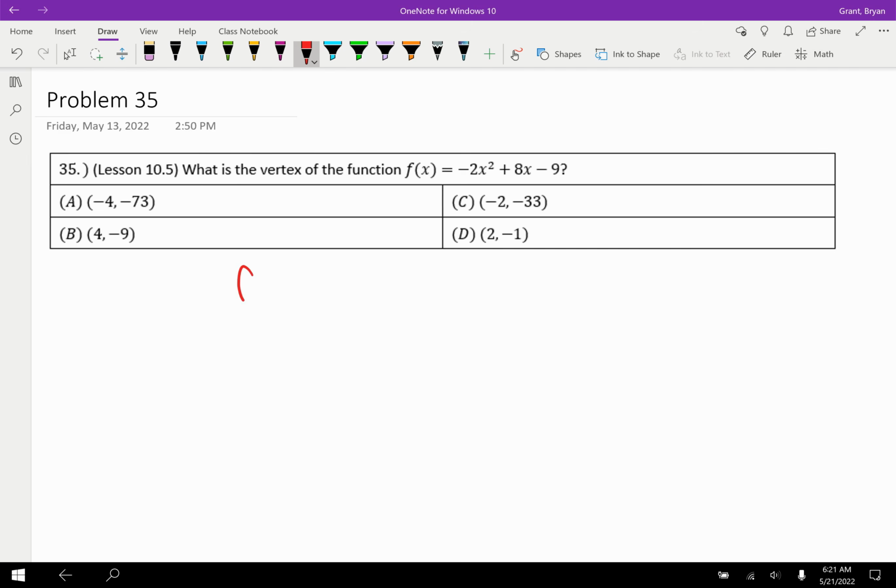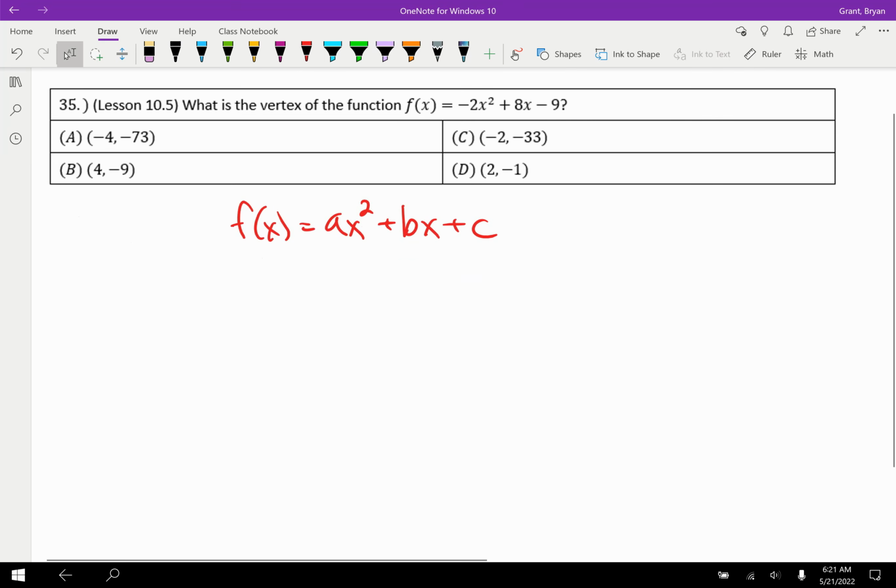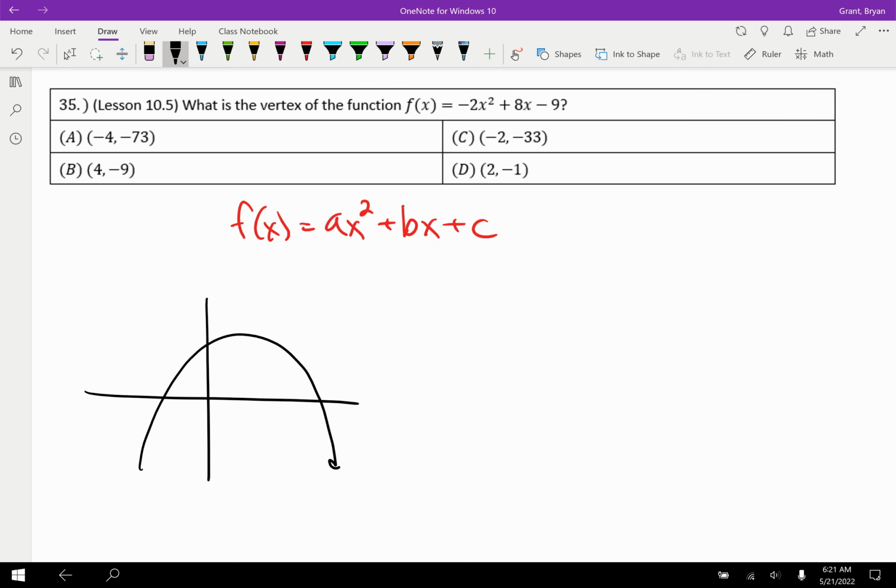We need to recognize that problem 35 is in our standard form quadratic equation, ax squared plus bx plus c. And we actually have two ways to find the vertex for this. I'm going to demonstrate one way, and then really cross it out and show you the way I'd expect you to do it. So the first way is we know that this parabola has a negative a value, so we know it's going to be going in a downwards direction.